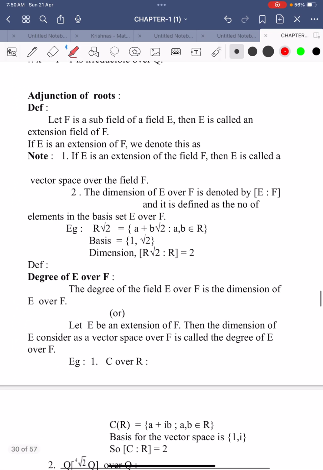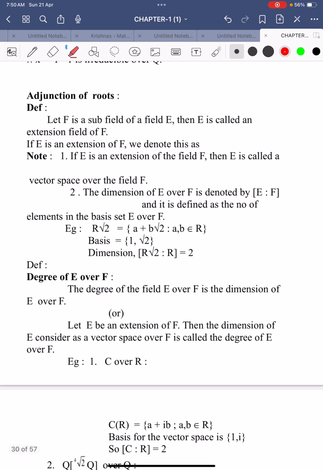So in the next video, we'll learn the adjunction of roots. The next topic is adjunction of root. We'll learn extension fields, the degree of an extension field, and some theorems. Keep learning. Wish you all the best.